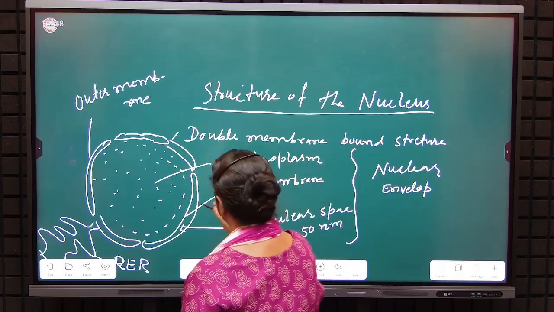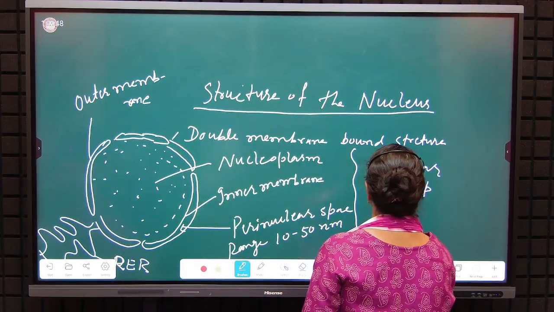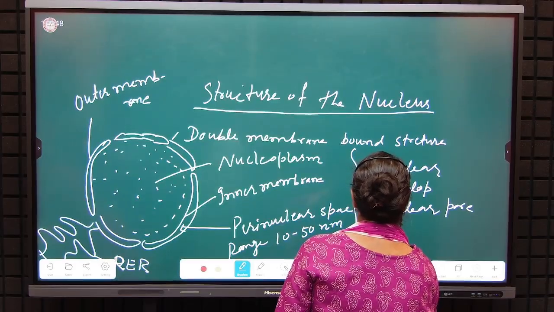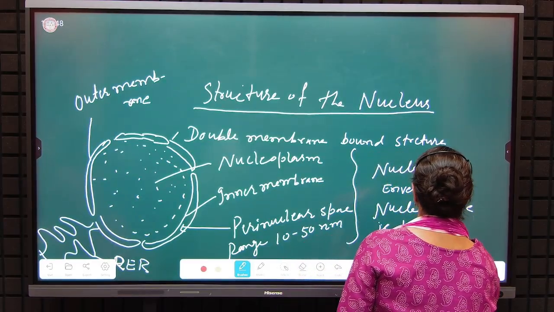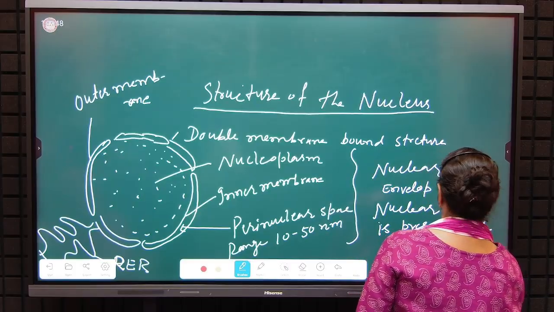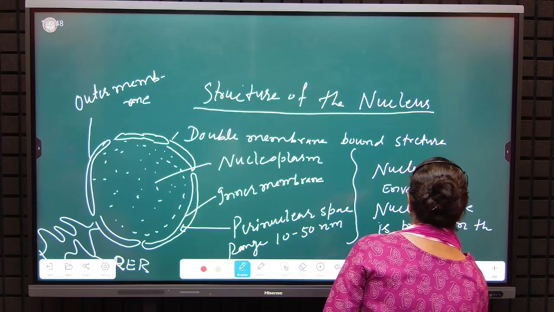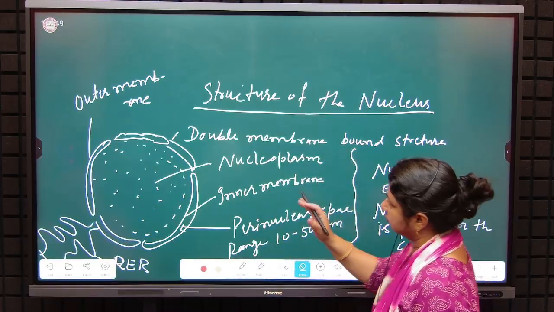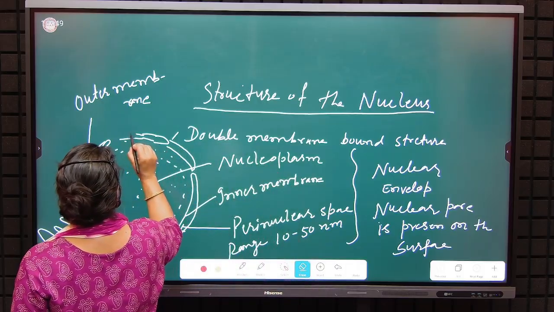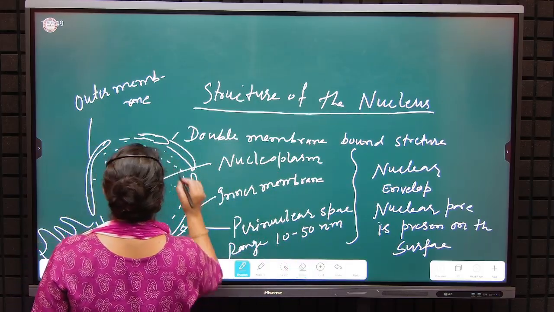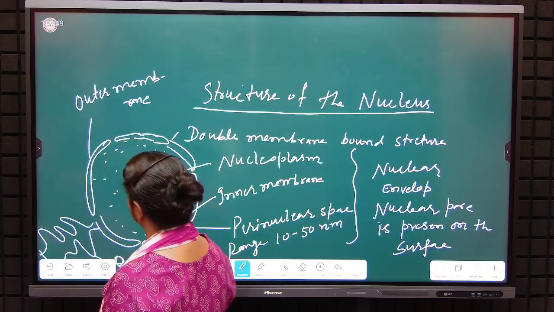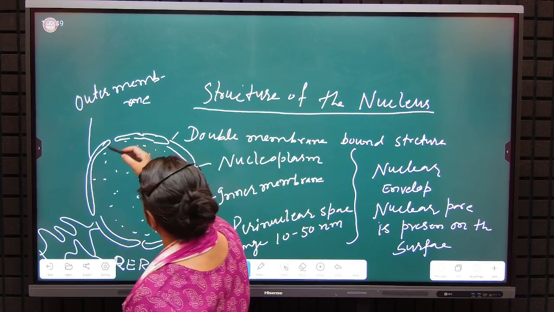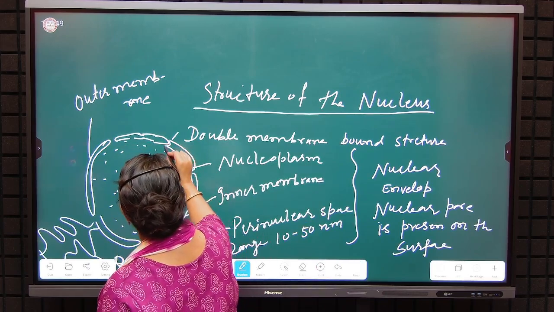And nuclear pores are also present on the surface. So, this is the structure of the nucleus, known as a double membrane bound structure. The outer membrane continues to form the rough endoplasmic reticulum. The inner membrane is smooth and helps in maintaining the structure of the nucleus.